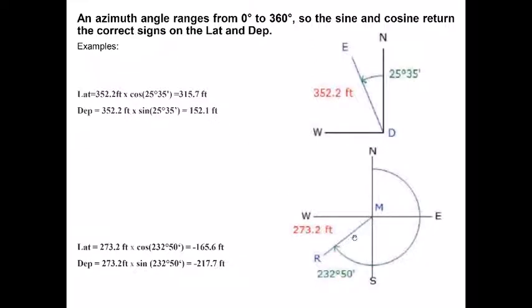Similarly, for this line, MR, the azimuth is given as 232 degrees 50 minutes, and you multiply the length of this line by cos and sine of that azimuth. When you multiply it with cos, you get the latitude, which is negative 156.6. So the benefit of working with the azimuth is you get the sign automatically. But if you just see it lies in south, so this should have been negative. Similarly, departure should have been negative because it is west.